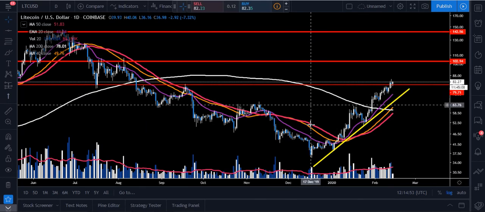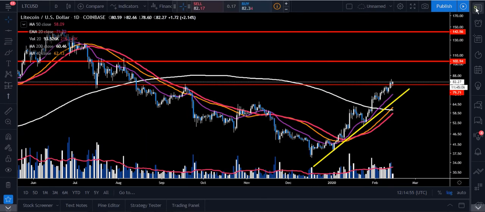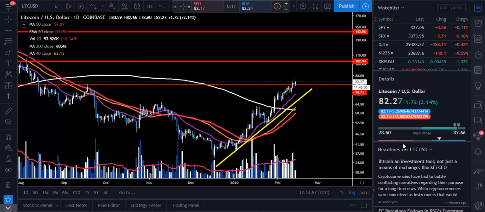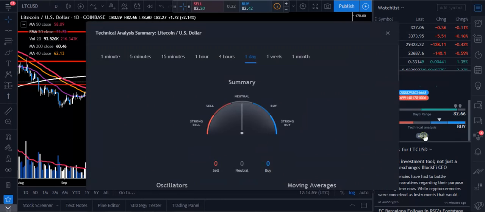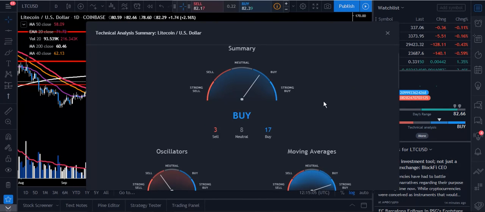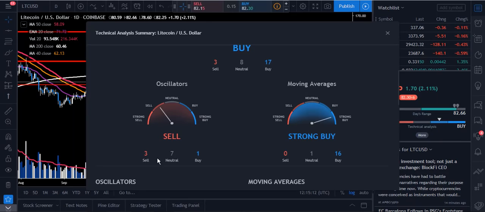So before we get into all this with Litecoin, first of all, I wanted to bring up TradingView and show you what it's looking like for Litecoin. Now we're looking at the one-day chart because that's what we're going to be paying attention to today. What Litecoin is showing right now is 3 for a sell signal, 8 for a neutral, and 17 for a buy. Our oscillators, we have 3 for a sell, 7 for a neutral, 1 for a buy, and that's because we are in that overbought territory now on many things like the RSI.